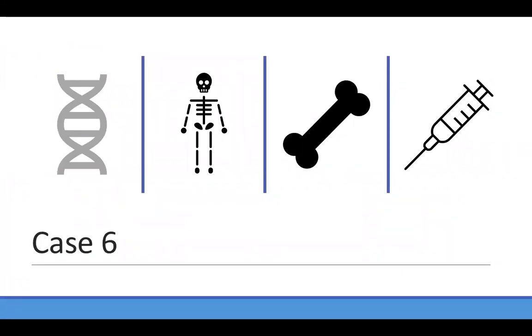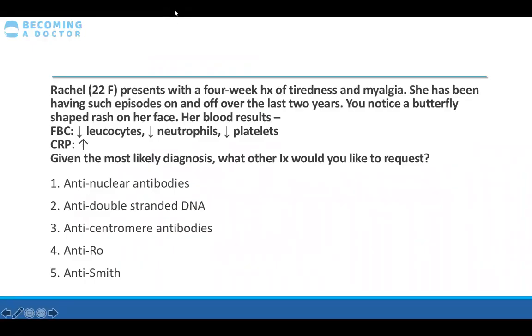Right, let's go on to the sixth case. Here you've got Rachel, who is a 22-year-old female. She presents with a 4-week history of tiredness and myalgia. She has had such episodes on and off for over 2 years. You notice a butterfly-shaped rash on her face. Her blood results show that her full blood count has decreased leukocytes, neutrophils, and platelets. Her CRP is raised. Given the most likely diagnosis, what other investigation would you request?